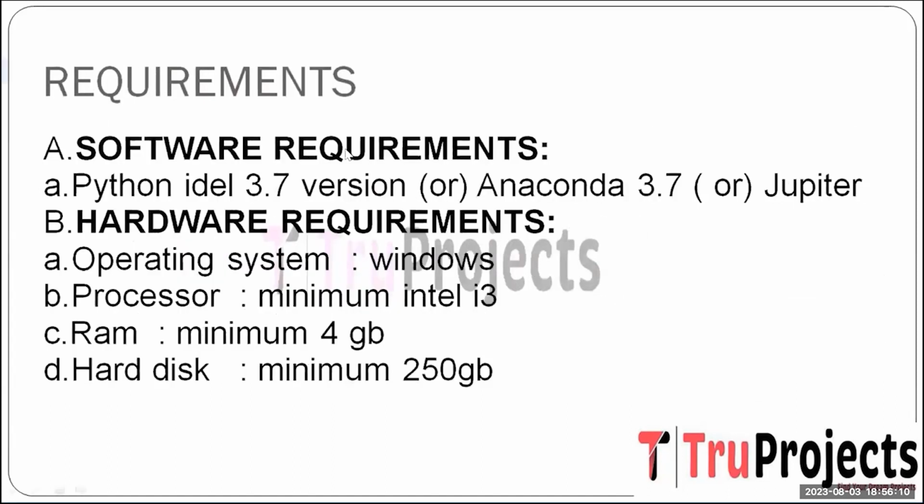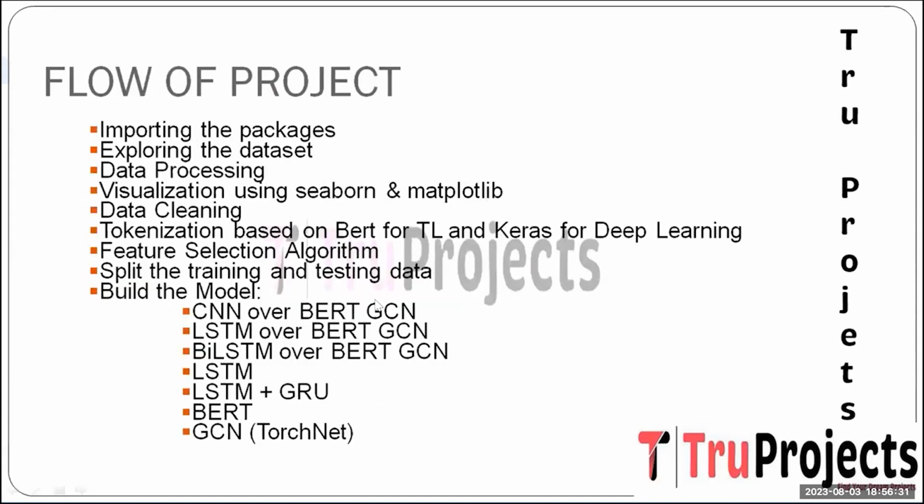And these are the basic requirements that are needed to build this project. The software requirements are Python IDLE with version 3.7, Anaconda with version 3.7, or Jupyter Notebook. Hardware requirements are operating system as Windows, processor of minimum Intel i3, RAM of minimum 4 GB, hard disk of minimum 250 GB. And to know about the flow of the project, these are the steps we need to discuss.